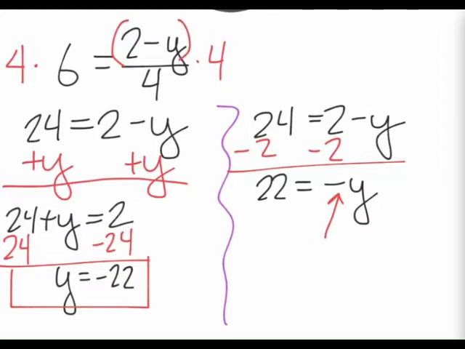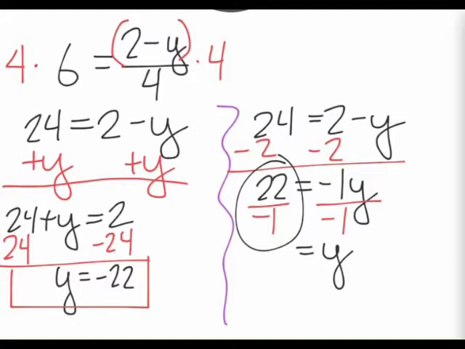How in the world do we get rid of that? Well, I hope that you remember that this negative sign here is really a negative 1 multiplying the y. So in order to move a number that is multiplying the unknown to the other side of the equation, we have to divide by that. So if we divide by a negative 1, this cancels out right here, leaving us with y. And then 22 divided by a negative 1 is negative 22.